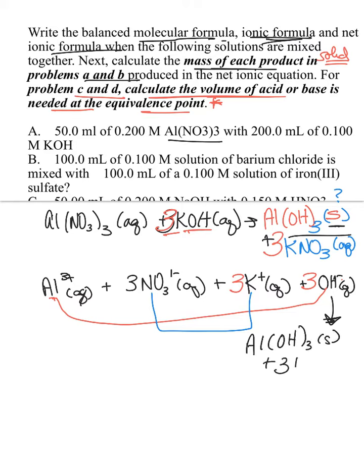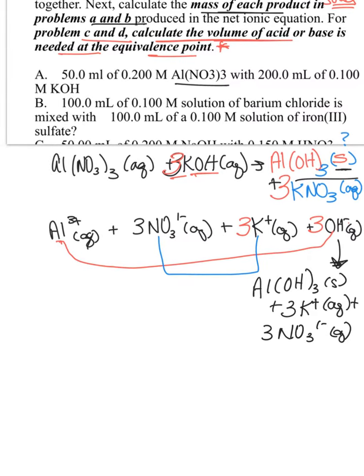But then we need to break this up into 3 potassium ions plus 3 nitrate ions. And that's exactly what happens in solution. Now the next part of the question is the net ionic equation. And when I do this, I need to cross out any of my spectator ions. And you notice it's going to be whatever goes into the solid.